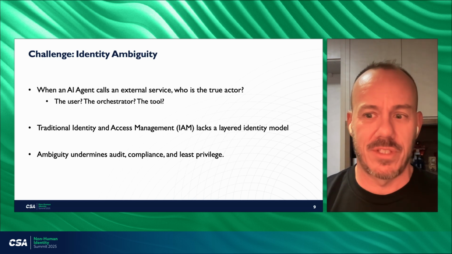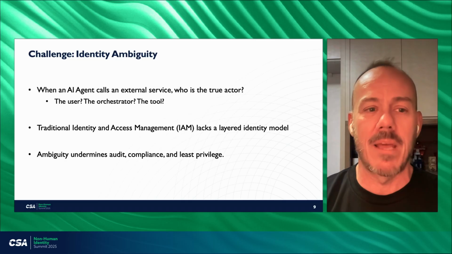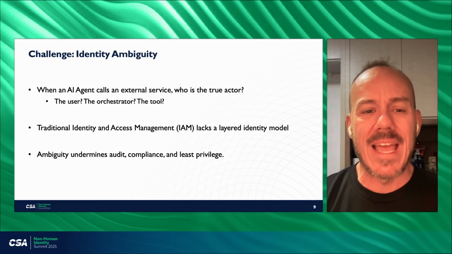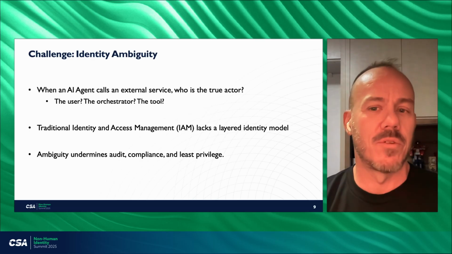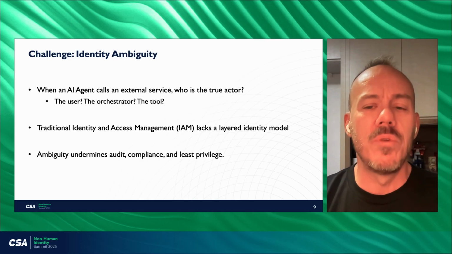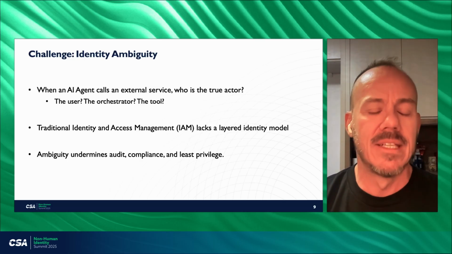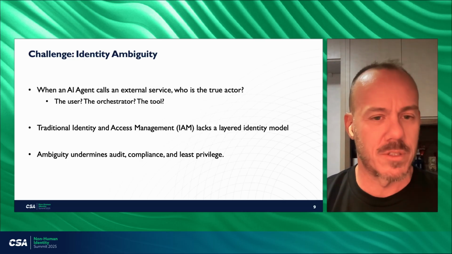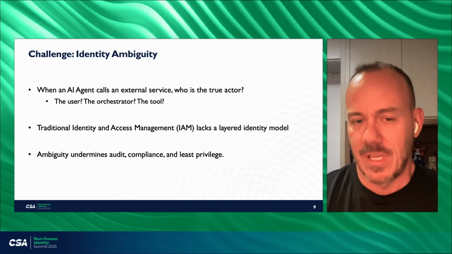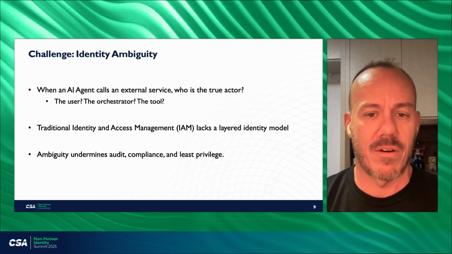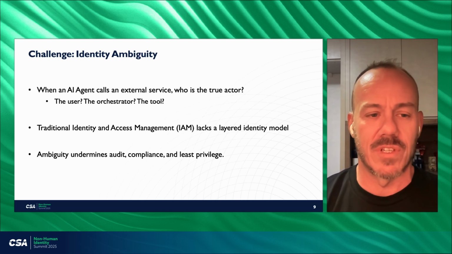I think the first challenge, both intellectually and from a security perspective, is around identity ambiguity. So, when you have an AI agent and it connects to an external service, like the Graph API or Stripe or what have you, who is the actor? Is it the user that's using the AI software? Is it the orchestrator who's responsible for coordinating various activities? Or is it the tool, for example, the MCP server we showed in the previous diagram, which is the actual part of the AI agent that actually connects to the service?